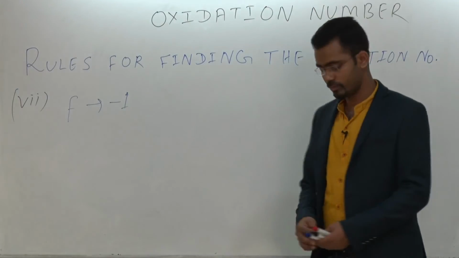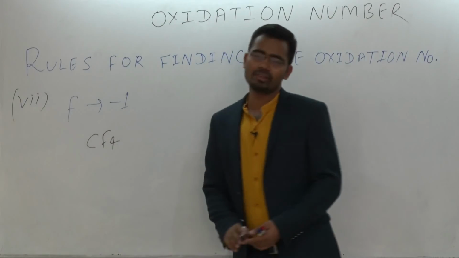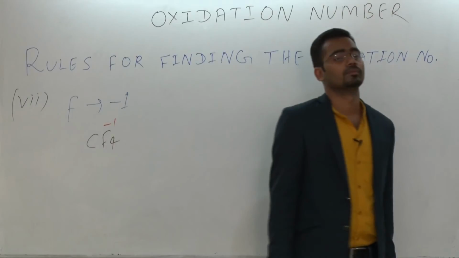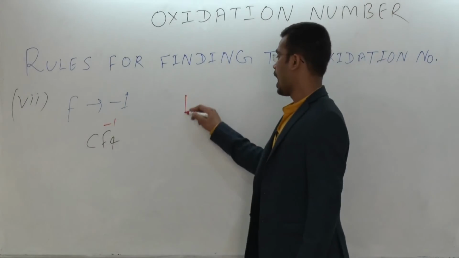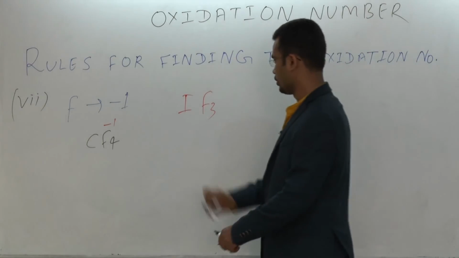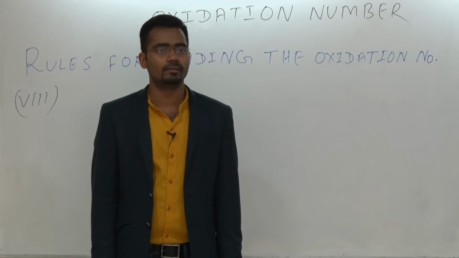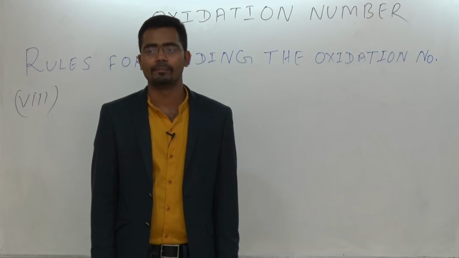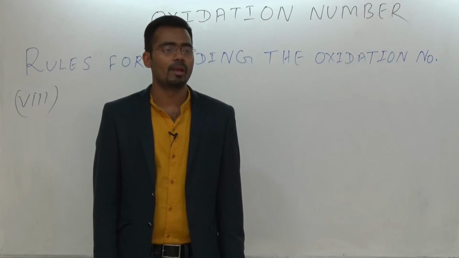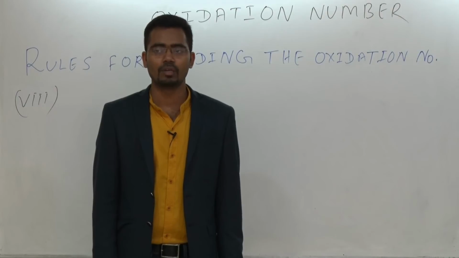For example, CF4. What is the oxidation state of fluorine here? We know that fluorine is always -1. Another example is IF3. What is the oxidation state of fluorine here? We know that fluorine has -1. Clear? Hydrogen has +1 oxidation state with non-metal, while -1 with metal.